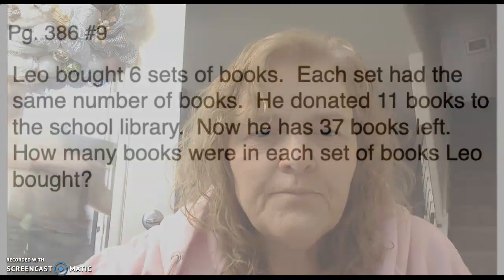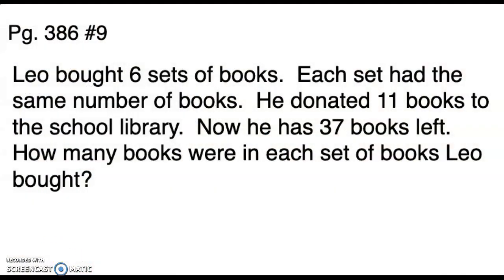Okay, I'm back. I hope you're doing well with these and having you check your thinking and being careful and making sure you understand the questions. We are going to do another difficult one, which I think is number 9. So we are going to look at number 9 on page 386.